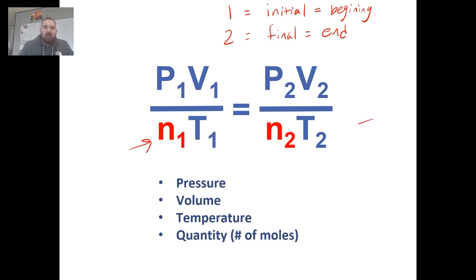And temperature, once we get to the temperature equations, we'll talk more about it. But temperature needs to always be put in as Kelvin. So we can't put in Celsius. We can't put in Fahrenheit. Temperature has to be Kelvin. And that's all that is.